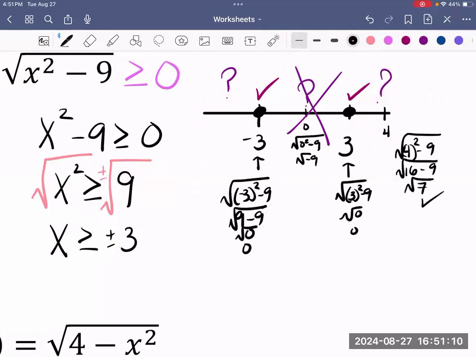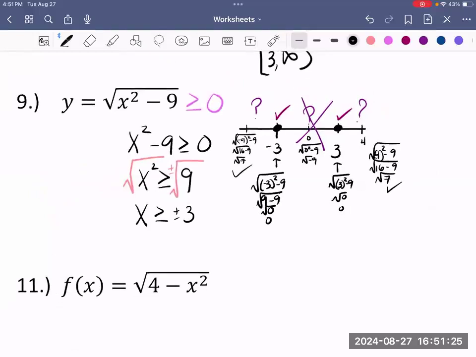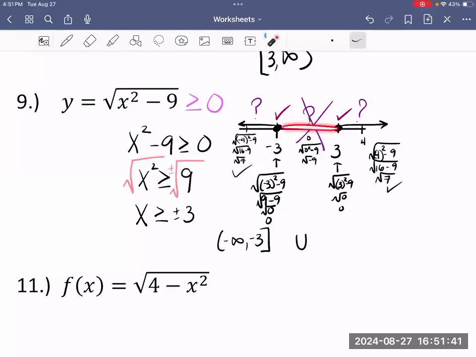And because this is squared, it is going to be symmetrical. So let's do -4 squared minus 9. We still get 16 minus 9, or the square root of 7. Again, a positive number, so that is okay. So on your number line, how can we write your domain? Because it's okay over here and okay over here, you go from -infinity to -3, bracket, union. We have to skip all of the numbers in between, and then bracket from 3 to infinity.